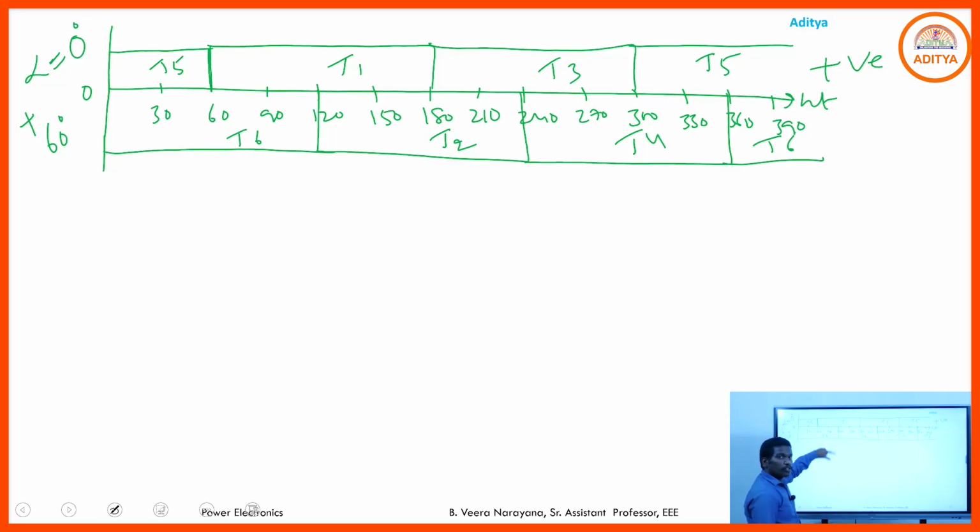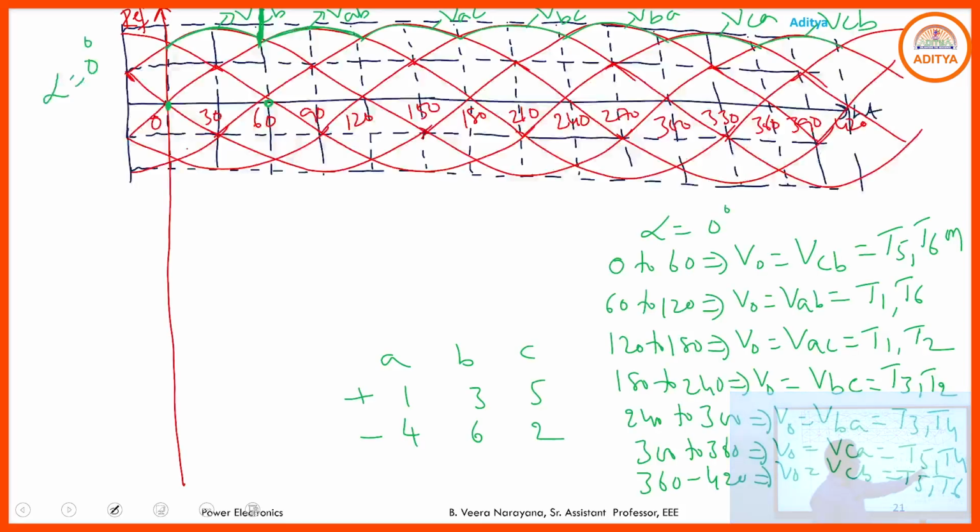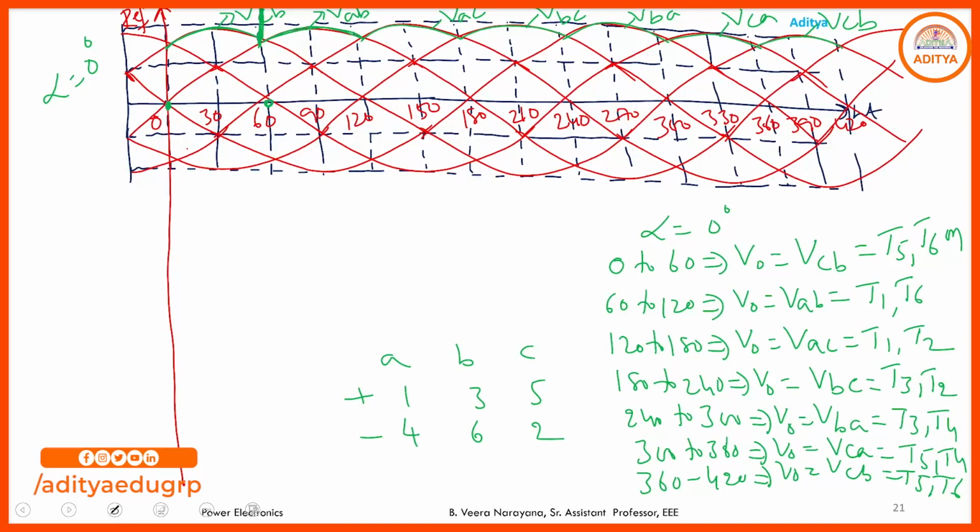So from this timing diagram, you also get 0 to 60, T5, T6. If T5, T6 are in the on state, the first subscript represents the positive group SCR and the second subscript represents the negative group SCR. 5, 6. Then the output voltage is VCB, this one. Here I just explained how you draw this reference voltage. Okay. Next, for different firing angles, how you draw the output voltage waveform, we will see now.